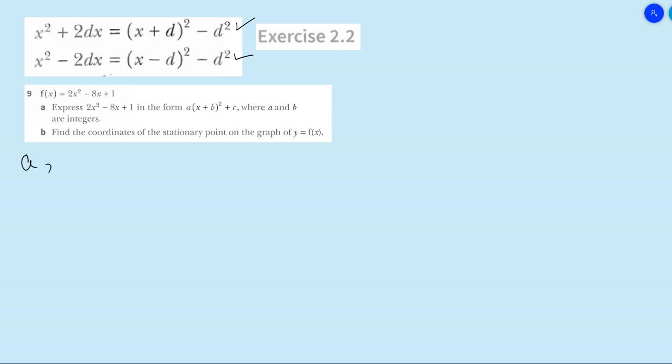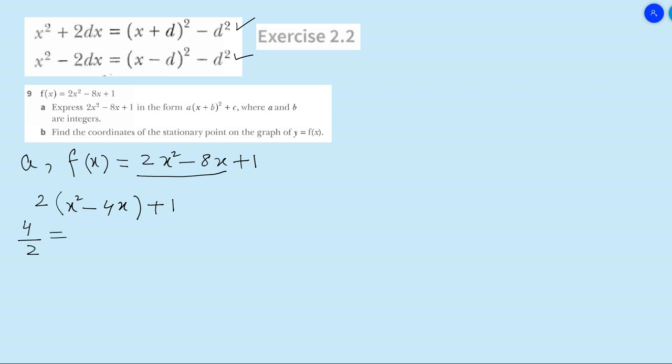We have done these kinds of parts so many times. f(x) = 2x² - 8x + 1. So first we have to take common from these two terms. So I am taking 2 common. It will be x² - 4x, and this + 1 remains + 1. Now focus on the coefficient of x. The coefficient of x is 4. So 4 divided by 2 is 2.